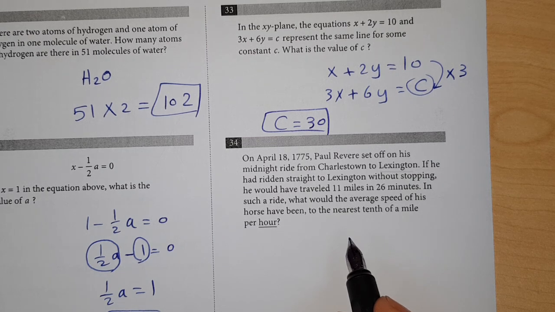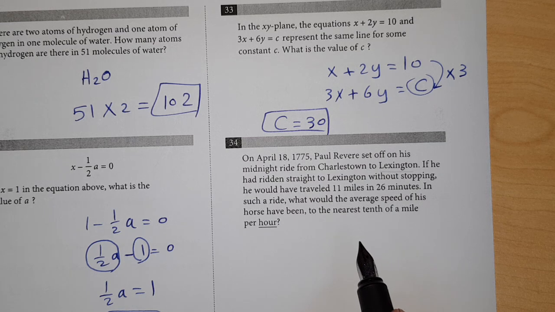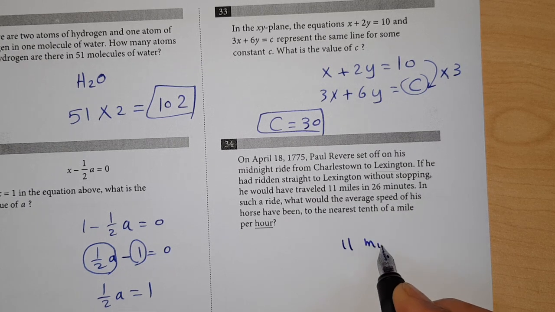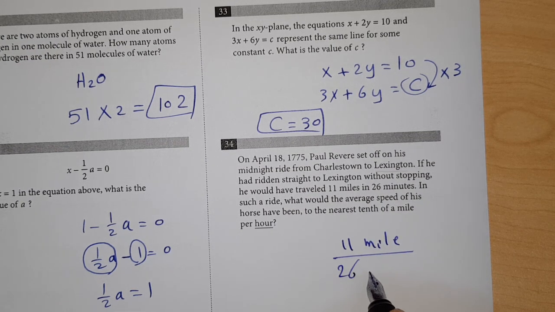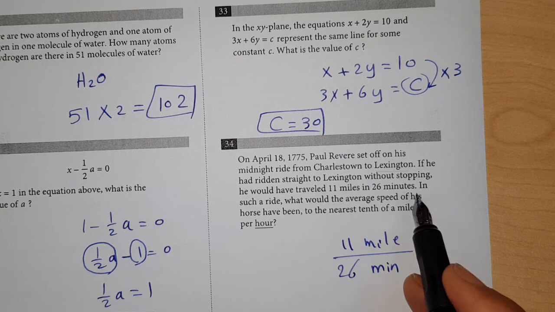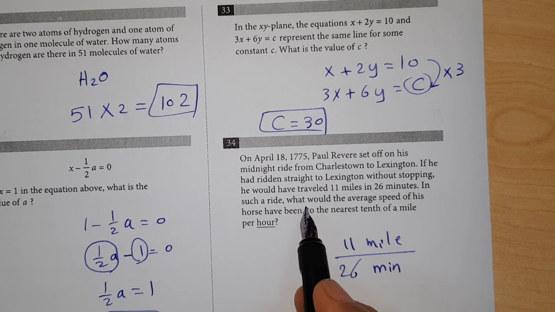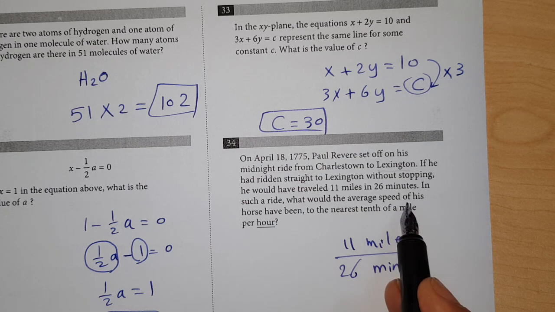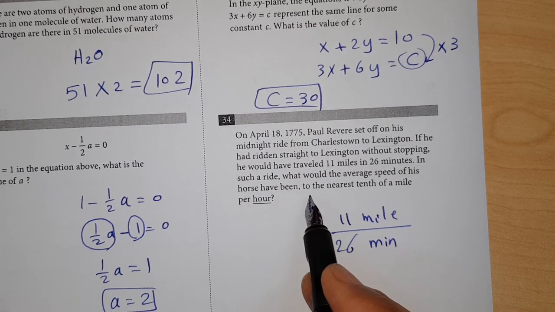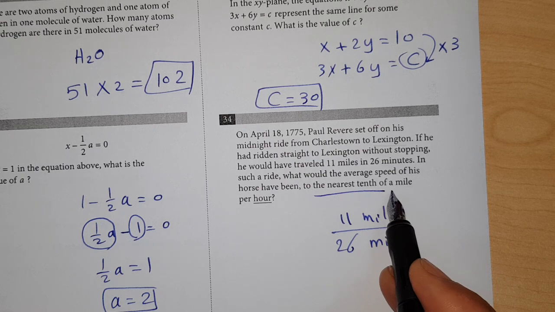On April 18, 1775, Paul Revere set off on his midnight ride from Charlestown to Lexington. If he had ridden straight to Lexington without stopping, he would have traveled 11 miles in 26 minutes. In such a ride, what would the average speed of his horse have been to the nearest tenth of a mile per hour?